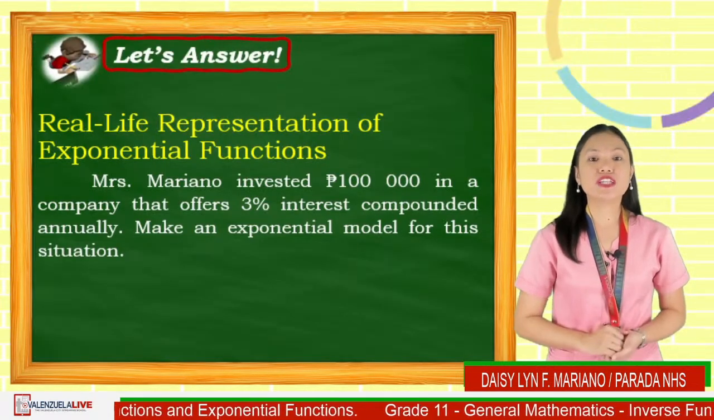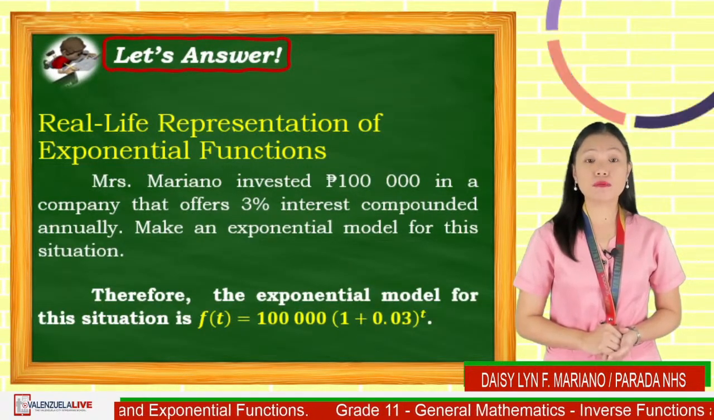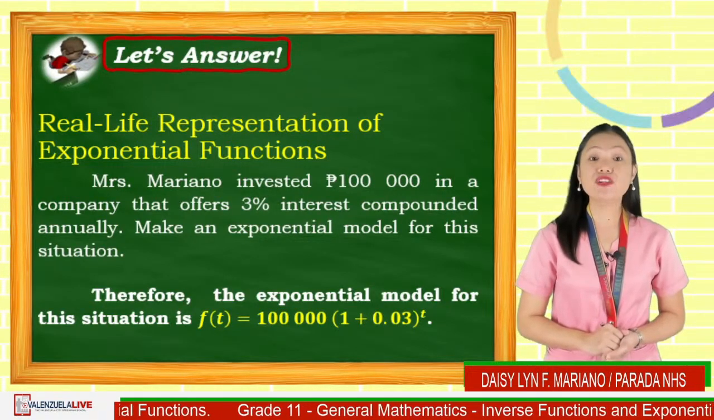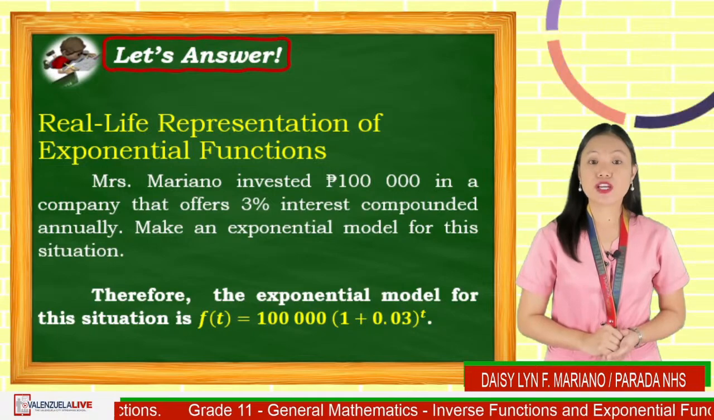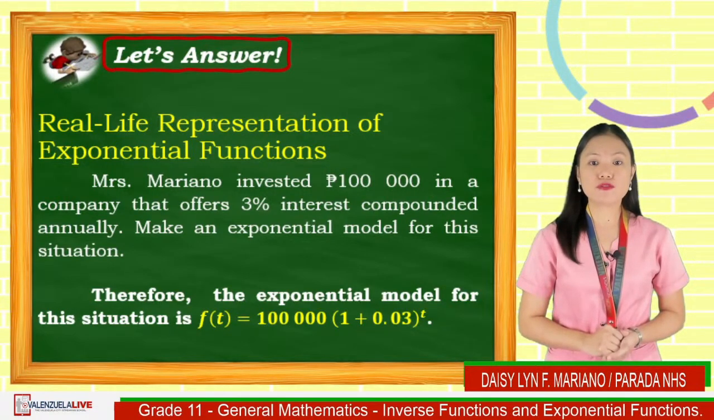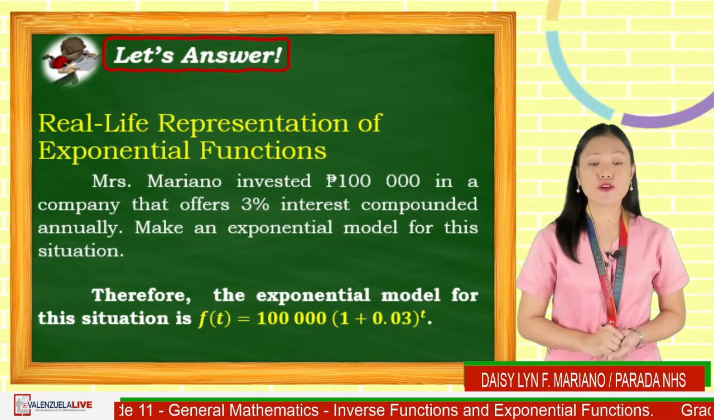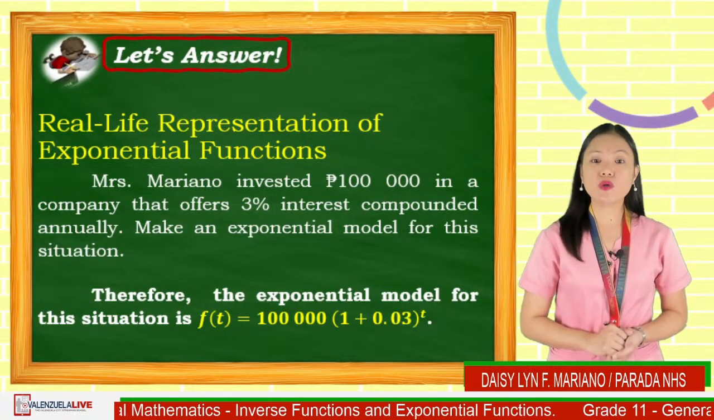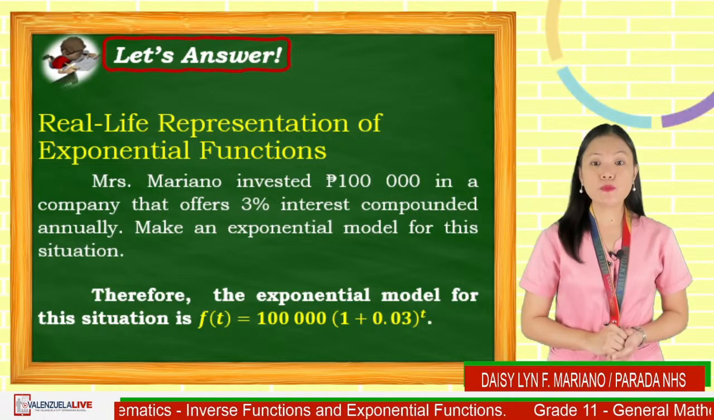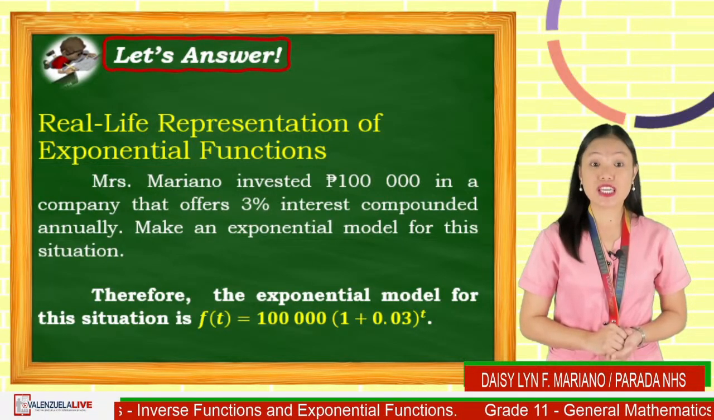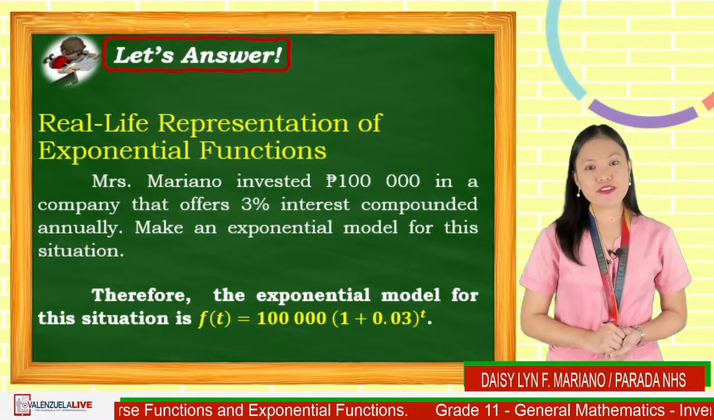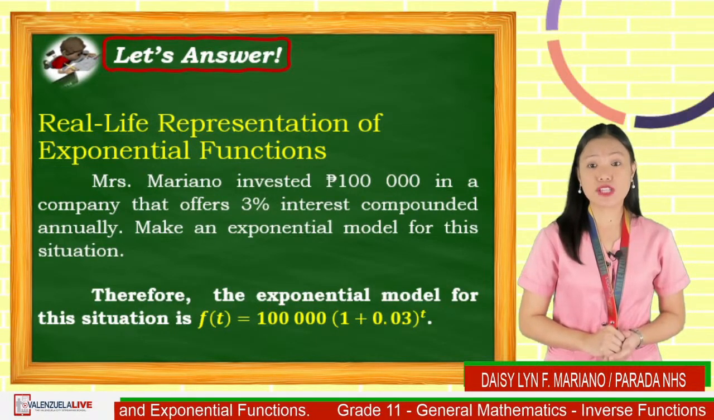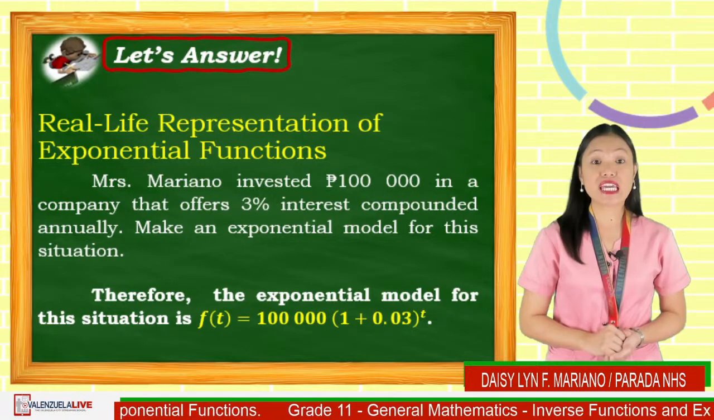So, to get the exponential model for our problem, we substitute the given value of principal and rate of interest. Therefore, the exponential model for this situation is f of t is equal to 100,000 times the quantity 1 plus 0.03 raised to t. Remember that good observation from the given will help us model exponentially our problem with ease.